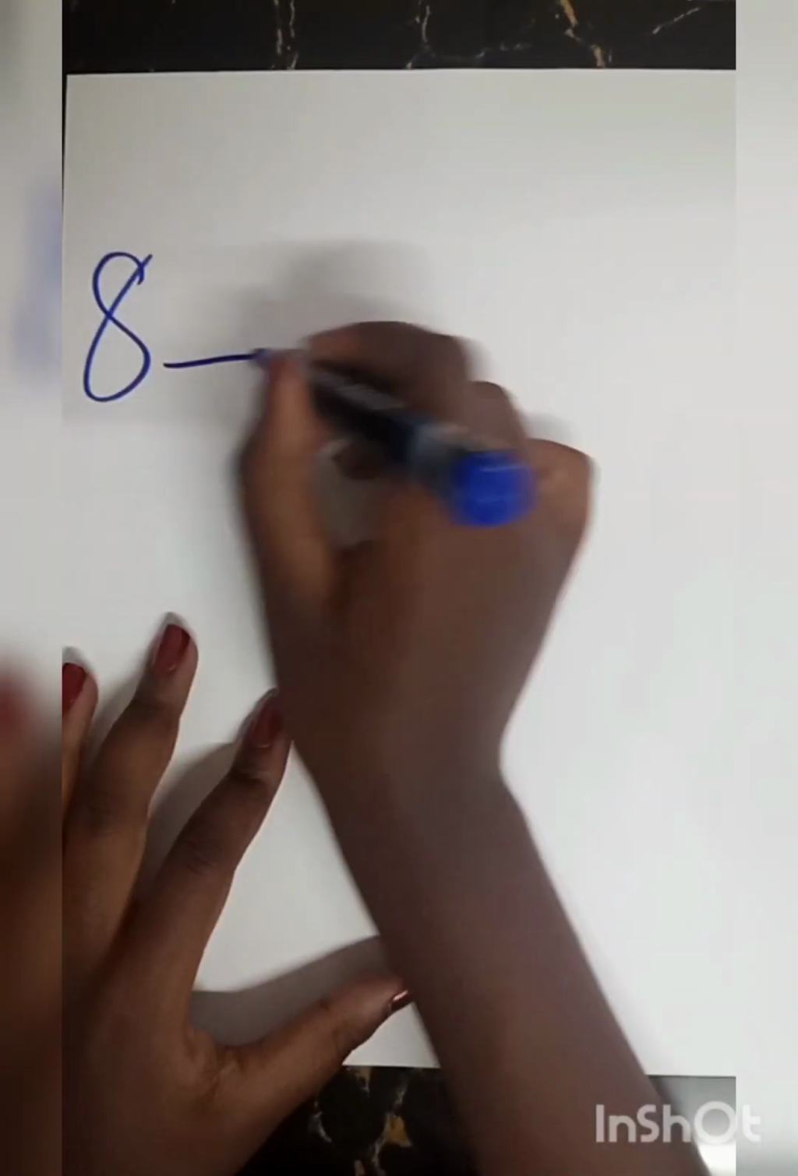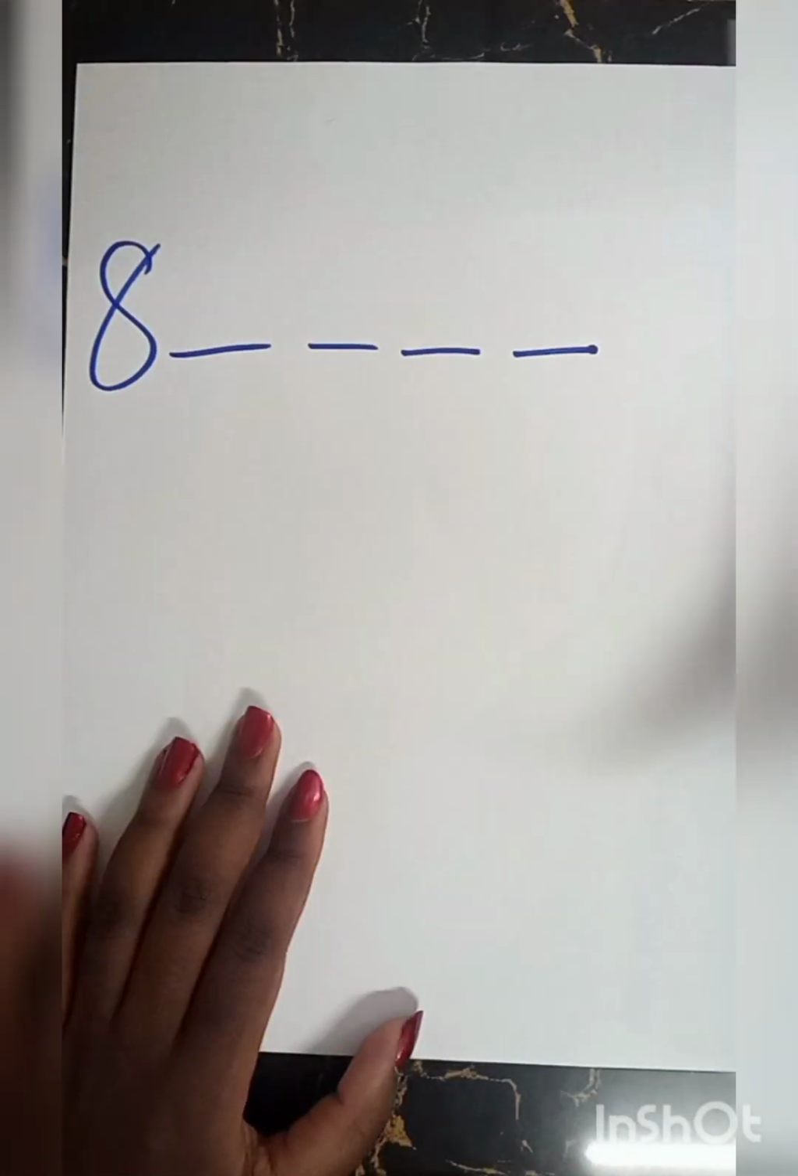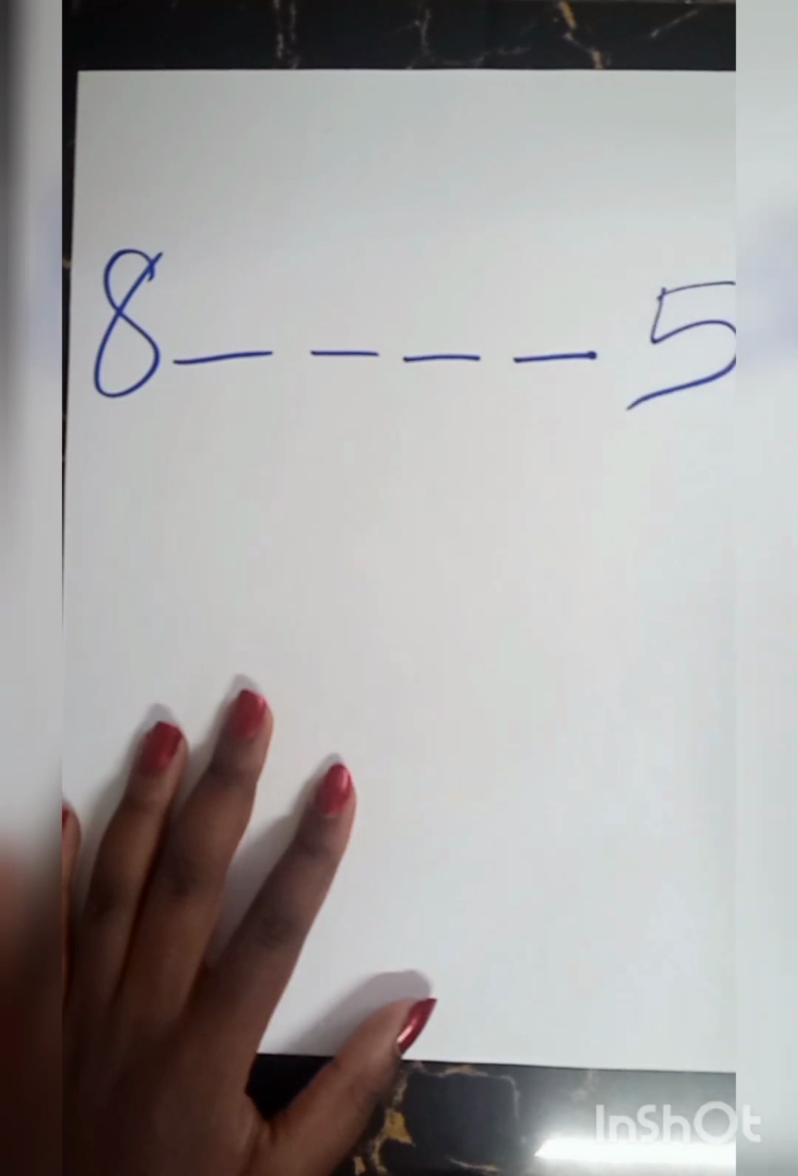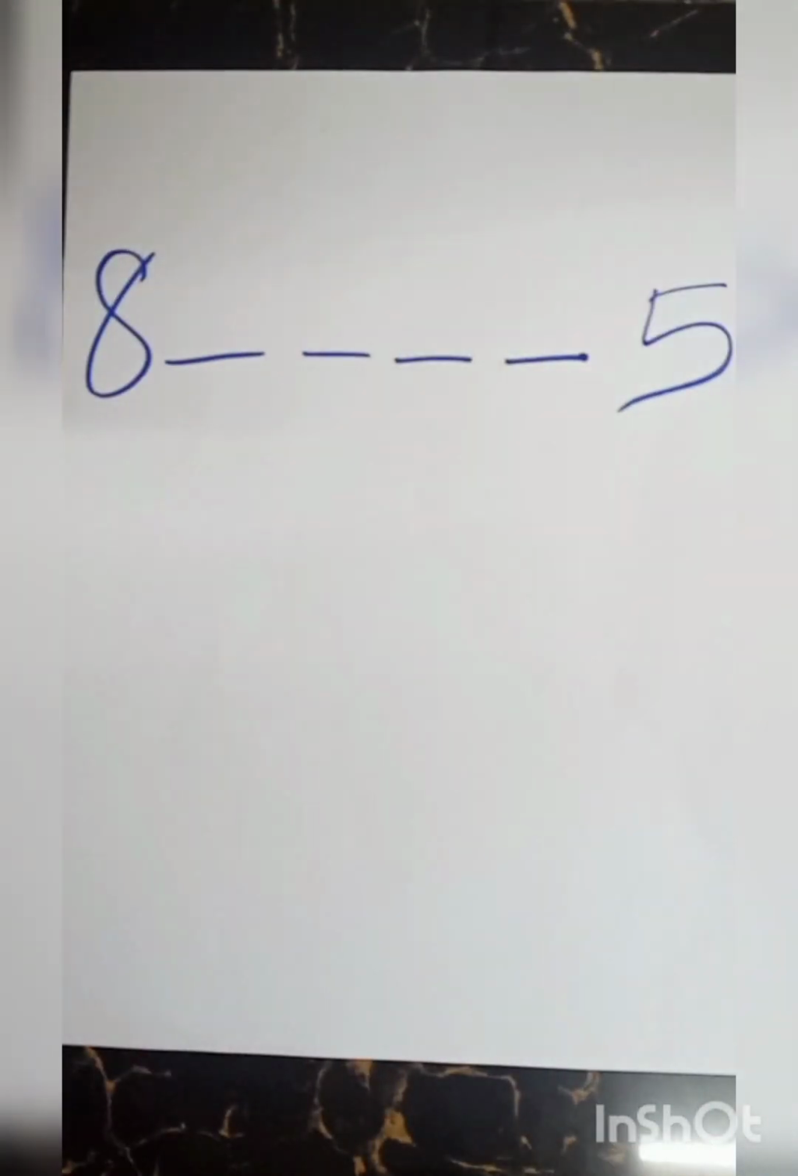Yes. So let's leave 4 spaces. 5 minus 1 spaces. 4 spaces. 1, 2, 3, 4. When you multiply 5 times 1, you get 5. Okay? So how do we fill these spaces?